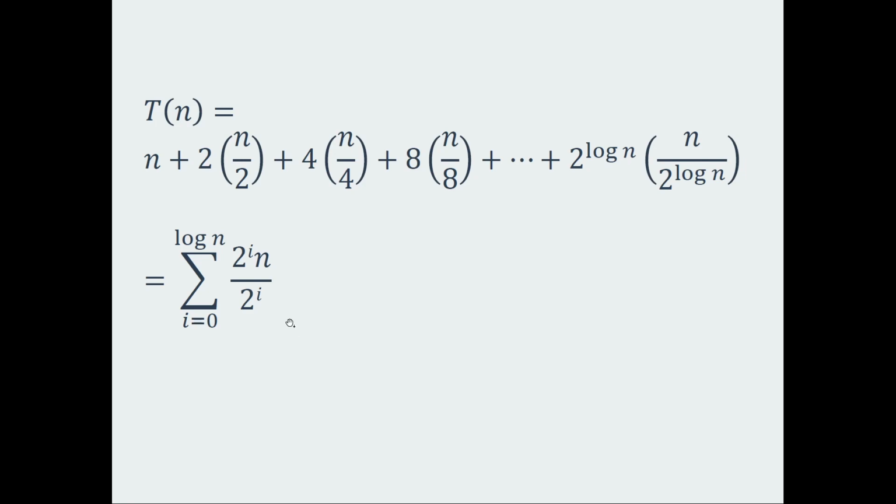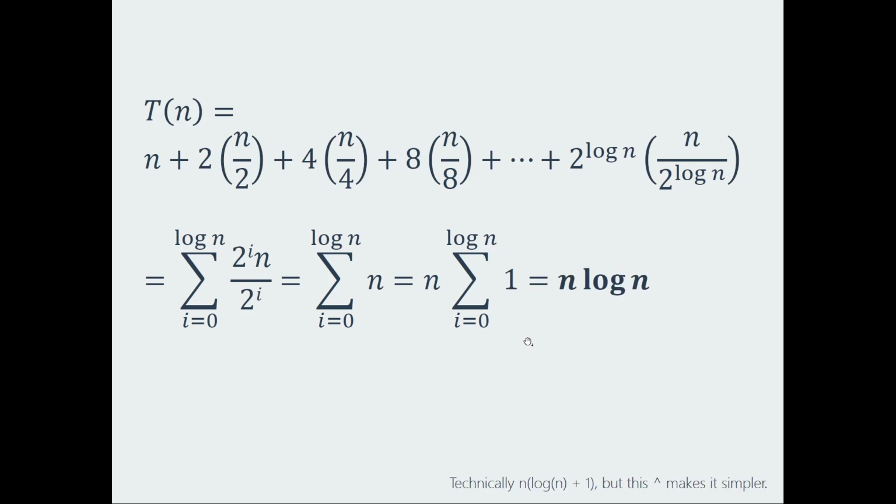So let's simplify. This will just cancel out. This is just equal to 1, like so. We can factor out n here, like so. And now we have here log n plus 1, because 0 to log n gives that number of ones. Or we could just simplify that to n log n. And that's O of n log n. Technically that's n times log n plus 1, because that's 0 to log n, not 1 to log n. But this makes it simpler, and we're using asymptotic analysis anyway.